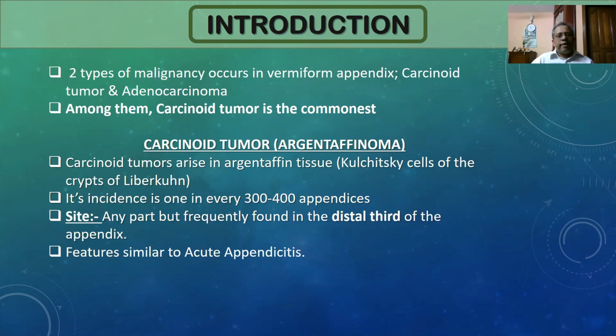Its incidence is 1 in every 300 to 400 appendices. It can occur at any site but is frequently found in the distal third of the appendix. So look, important information: the carcinoid tumor arises in the distal third of the appendix, body and tip, and the presentation is similar to acute appendicitis.